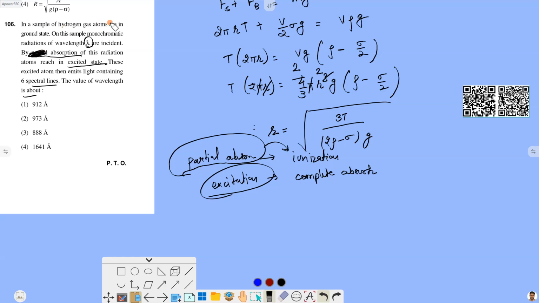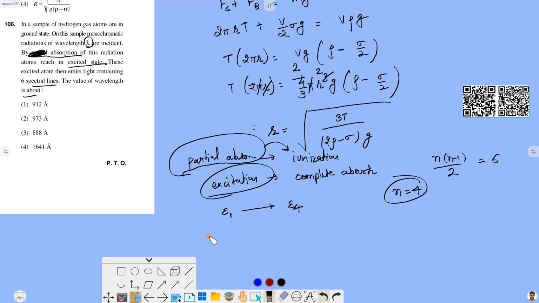Now coming to the number of lines, as we have 6 lines, for hydrogen spectra the number of lines is given by n into n minus 1 by 2, and this is equal to 6. So in this equation, if we substitute n is equal to 4, we will get 6. So n is equal to 4 here. And if n is equal to 4, it means initially our electron was in the ground state, or the first state, and then it moved to the fourth state.